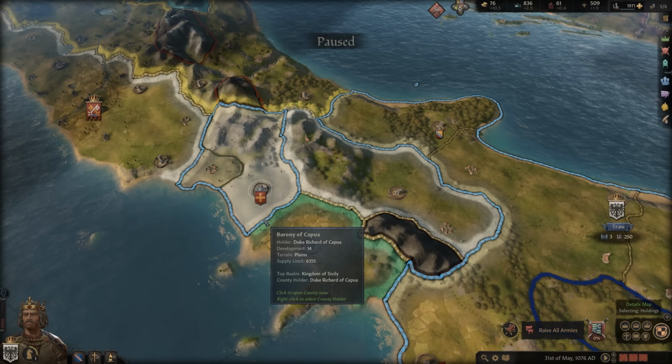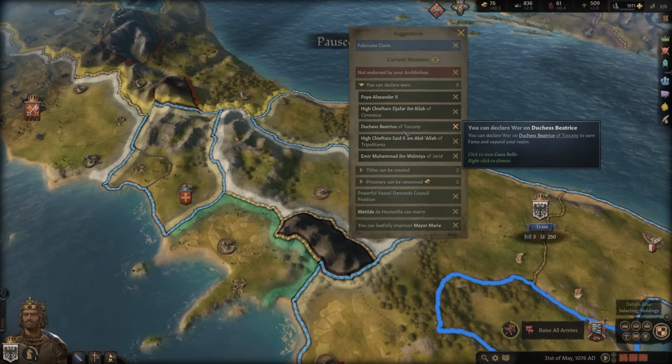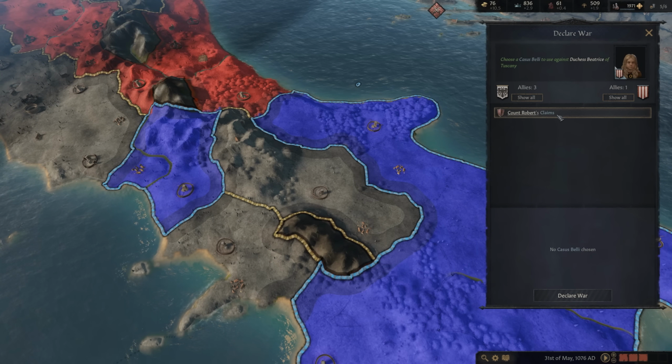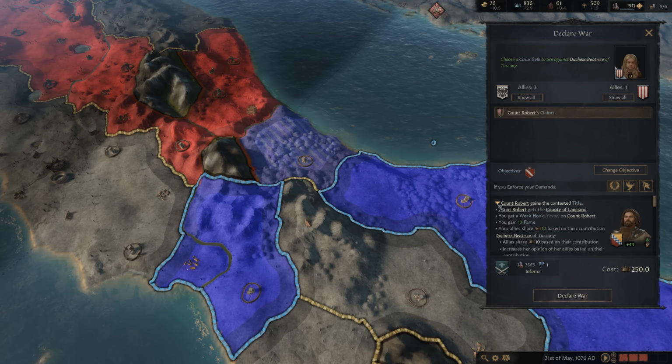So it's important to see these things when you go to do these wars, because here's another really good example here. Duchess Beatrice of Tuscany. This is Count Robert's claim to this territory. Count Robert gains the contested title. He gets the county of Lanciano.